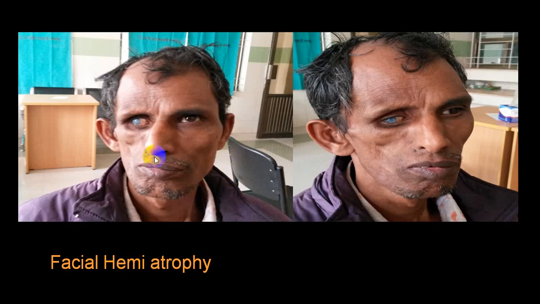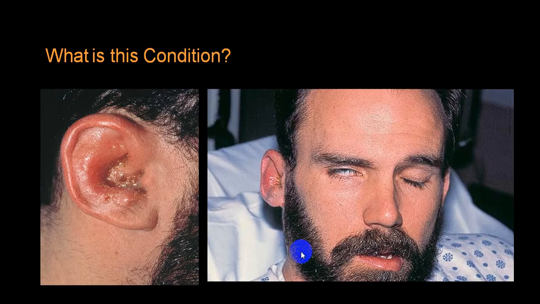And sometime you can get half of the face atrophy also. That is in facial hemiatrophy. This is, you can see the crust. This is secondary due to herpes. So this will be typical, and he has developed a lower motor neuron facial palsy. This is Ramsay Hunt syndrome.